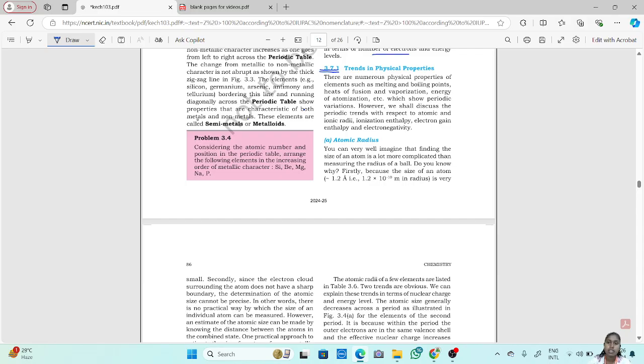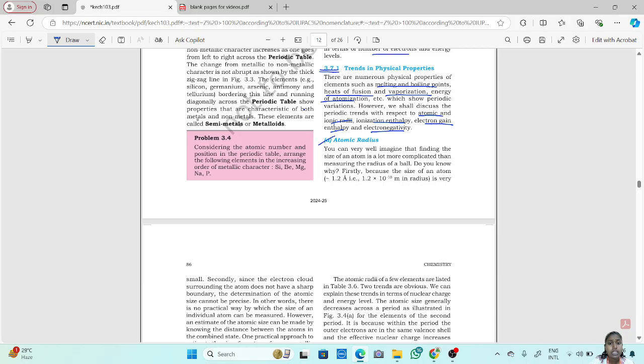Some basic and common physical properties are melting and boiling point, heat of fusion and vaporization, how they fuse, how they vaporize, energy of atomization, etc. Now which show periodic variations? However, we shall discuss the periodic trends with respect to atomic and ionic radii, ionization enthalpy, electron gain enthalpy and electronegativity. Since there are various properties on the basis of which this trend is there, as of now we have atomic and ionic radii, ionization enthalpy, electron gain enthalpy and electronegativity. These are the things that we will be learning in this part.